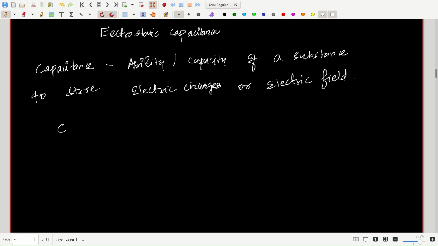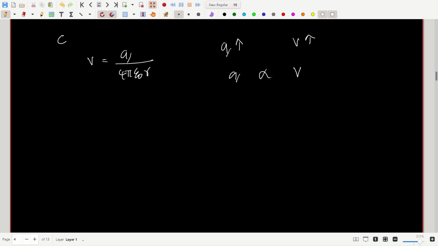It is denoted by the letter C. So we know about the equation for potential, V is equal to Q by 4 pi epsilon 0 R. From this equation, as you increase the number of charges, the potential also increases. So the charge is directly proportional to electrostatic potential. From this we come to a conclusion that Q is equal to C into V. This constant is called capacitance.